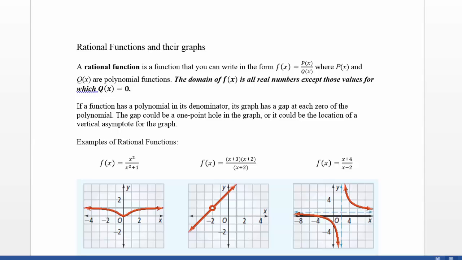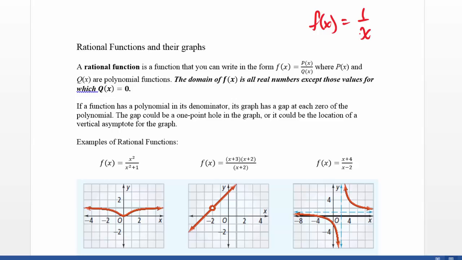Now that we've learned about reciprocal functions, we're going to take that idea one step farther. So instead of having just a function that's in the form of a fraction, where we have a very simple constant value over a variable, we're now going to take each of these parts of the fraction and make them more complex polynomial functions.